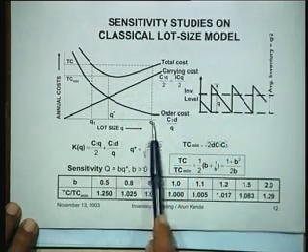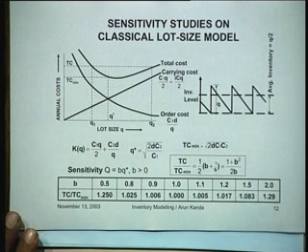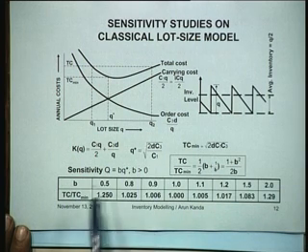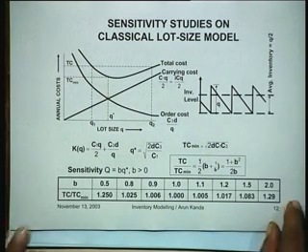So an increase of 20% will lead to little cost increase, but a decrease of 20% would lead to a significant cost increase. So this gives you a very good rule of thumb, that when you are calculating lot sizes, it's always better to increase or round off values to the higher side rather than to the lower side, because the costs are much higher on the left hand side than on the right hand side. So this is an insight that you get by doing a sensitivity analysis on the classical lot size formula.